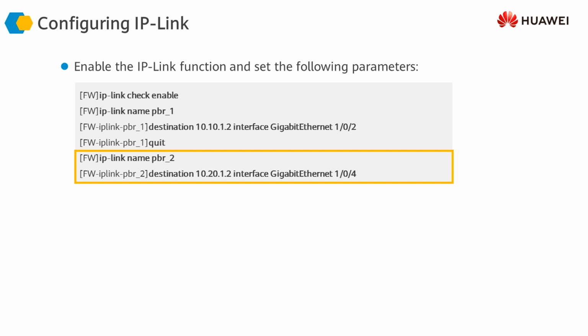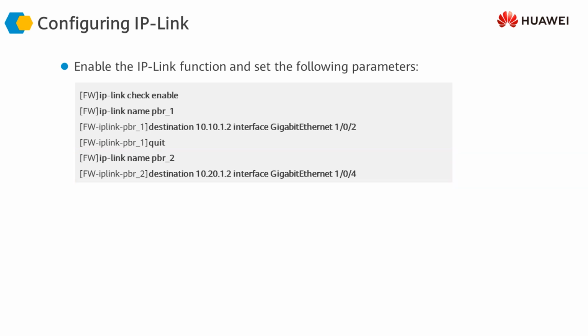So IP link is for checking the connectivity, or the reachability, with both the ISPs. This is an important feature which we need to enable on the firewall to make sure that our firewall has reachability to each of the ISPs. We are going to use these IP links PBR1 and PBR2 when we are implementing policy-based routing in the next slide.